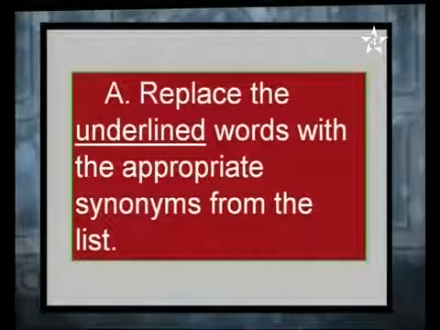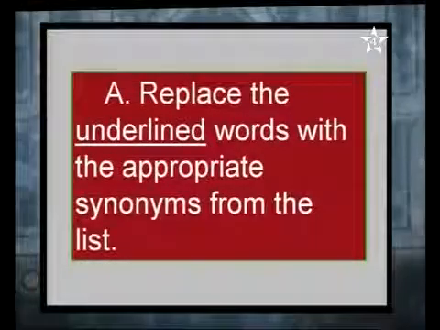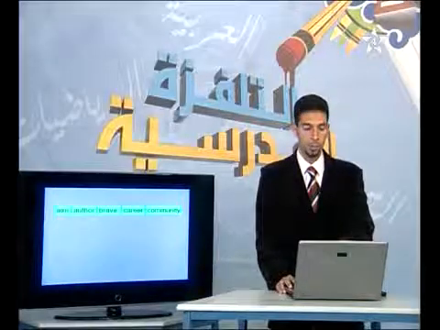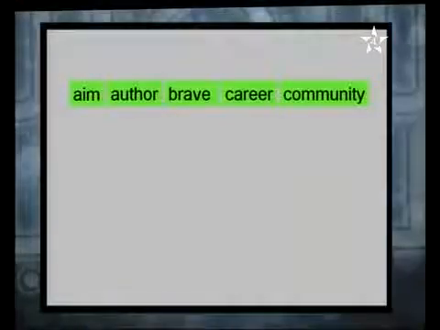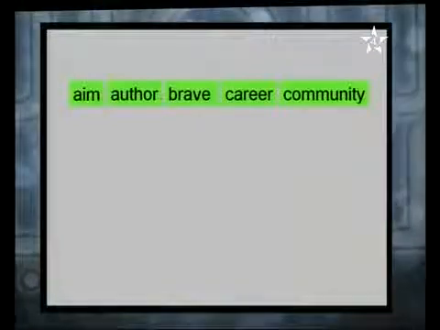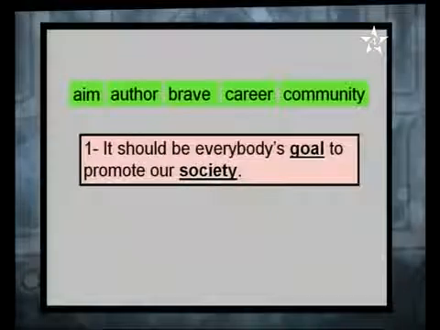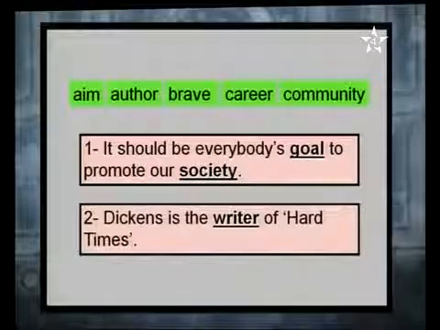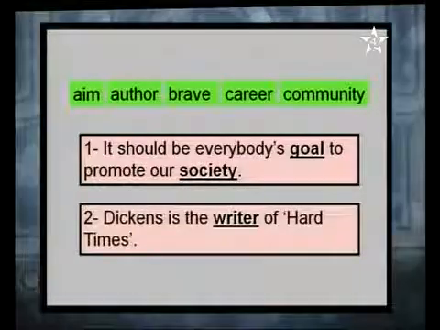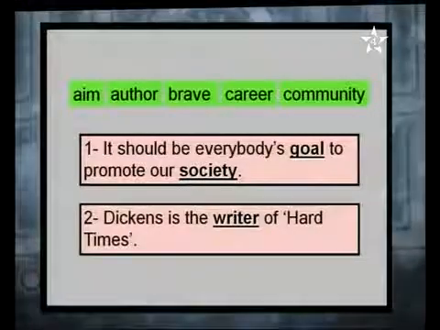Now set 2. Set 2 starts like this. Replace the underlined words with the appropriate synonyms from the list. Okay? Now these are the synonyms, the list. Aim, other, brave, career, community. The sentence is, it should be everybody's goal to promote our society. Second sentence, Charles Dickens is the writer of Hard Times. This is a novel by Charles Dickens.